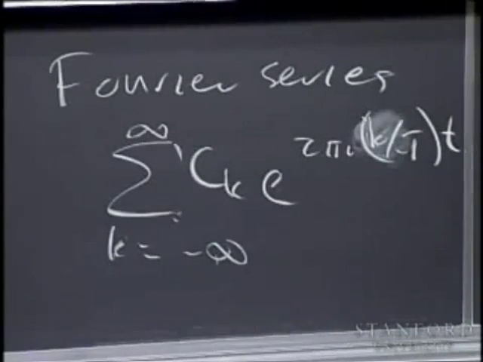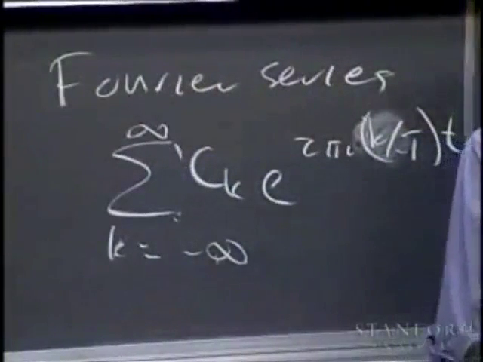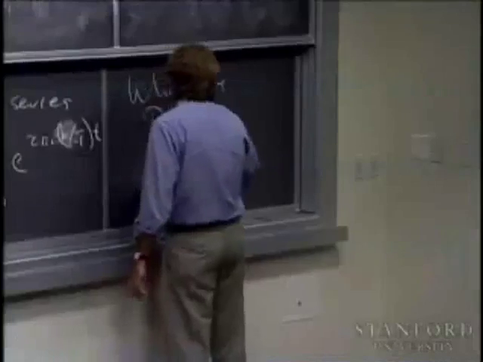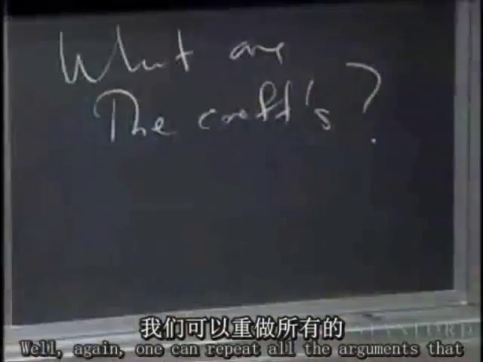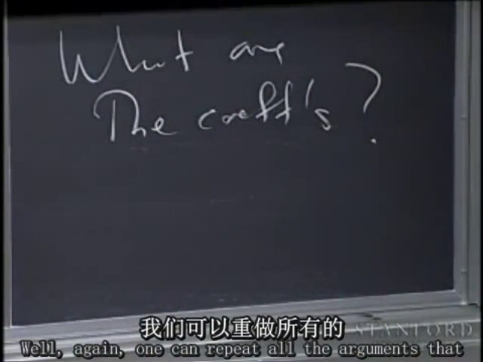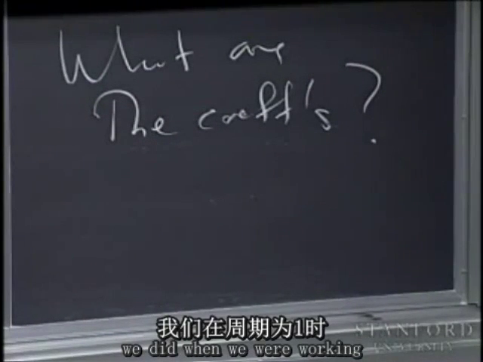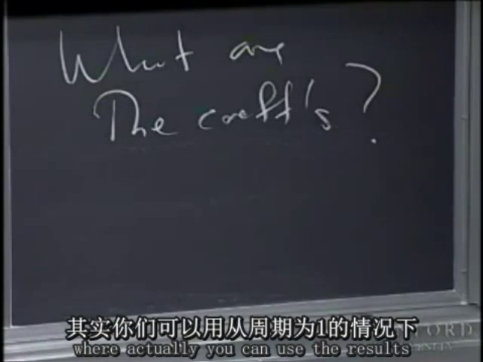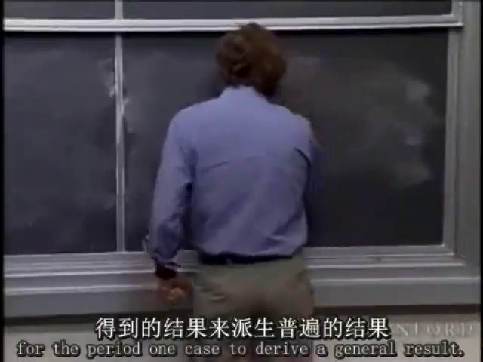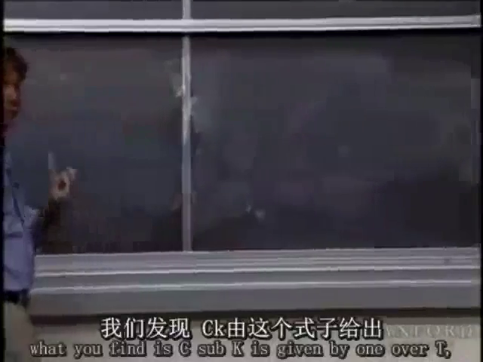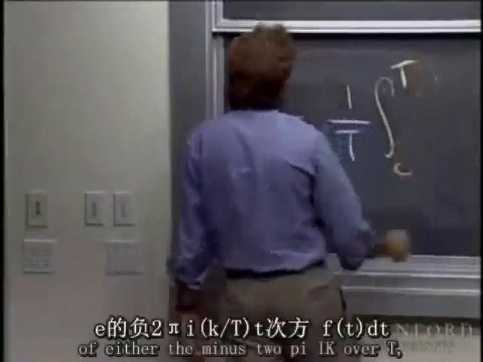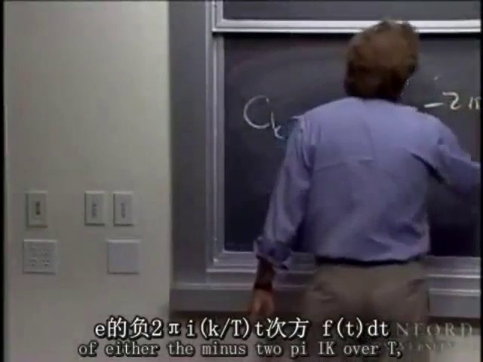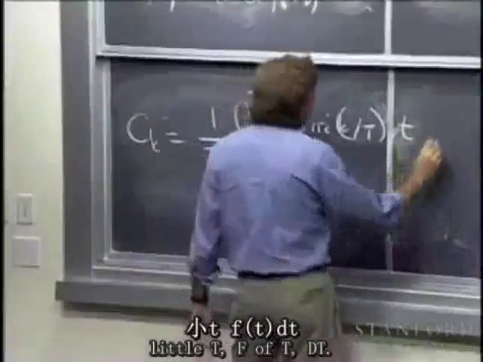What are the coefficients? Well, again, one can repeat all the arguments that we did when we were working with functions of period 1, or actually you can use the results for the period 1 case to derive the general result. At any rate, what you find is c sub k is given by 1 over T times the integral from 0 to T of e to the minus 2 pi i k t over T, times f of t, dt.